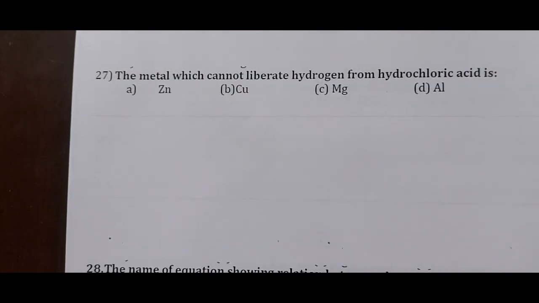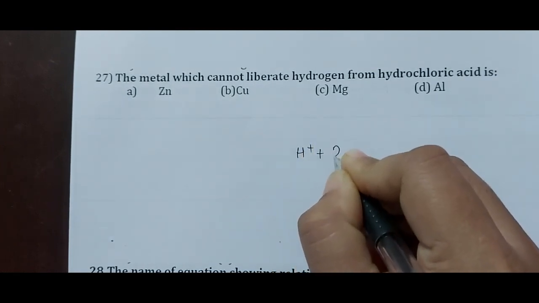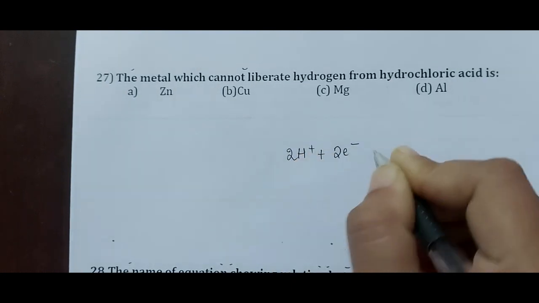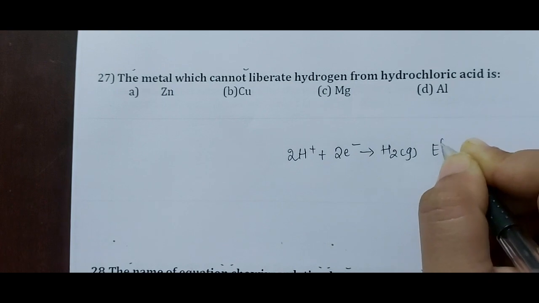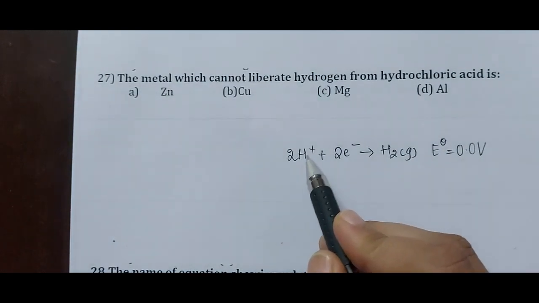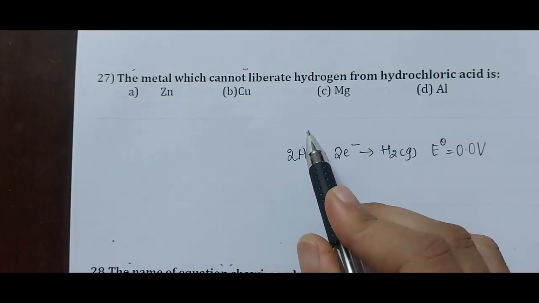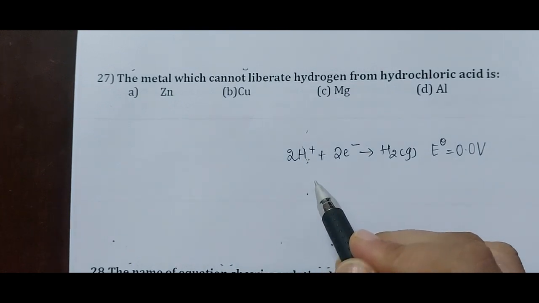Next, question number 27. The metal which cannot liberate hydrogen from hydrochloric acid is. So if you recall the reactivity series, in the electrochemical series we can see that we have the reaction H plus plus 2 electrons forming H2 gas, and its electrode potential E naught value is equal to 0.0 volt. So whatever metal comes above it cannot replace H plus ion, those are less reactive, and whatever comes below it is more reactive.